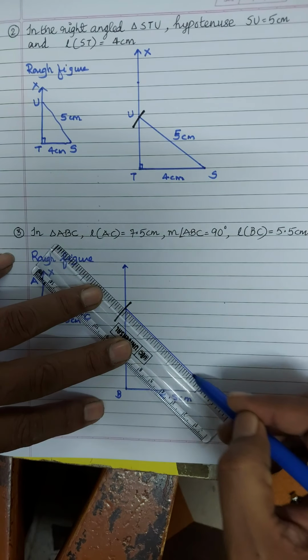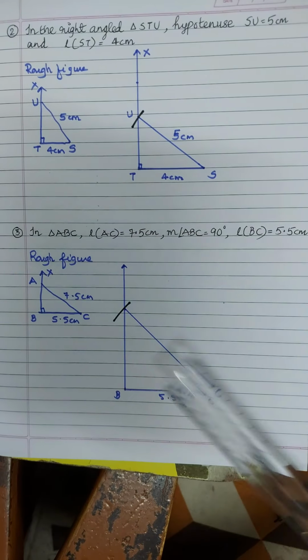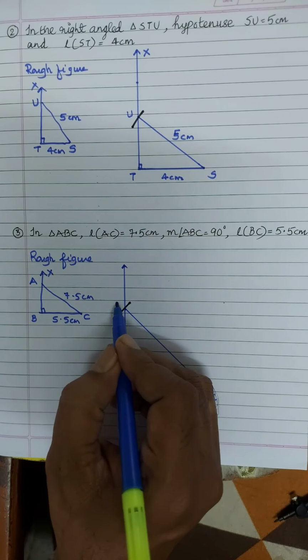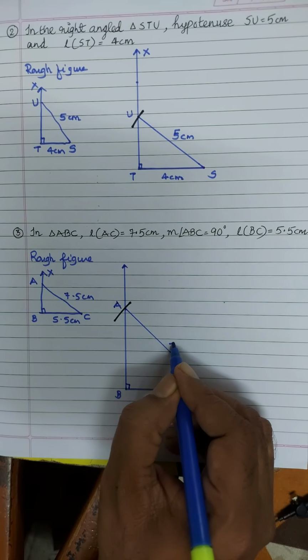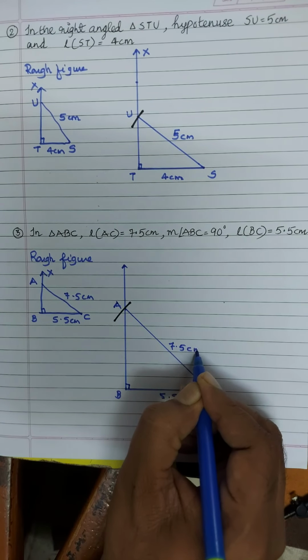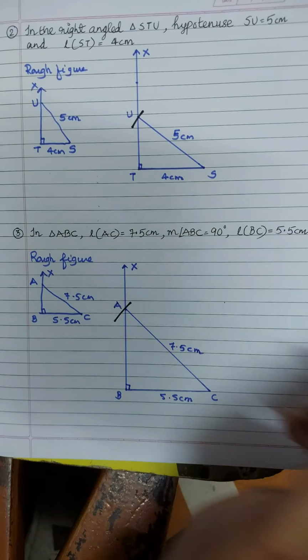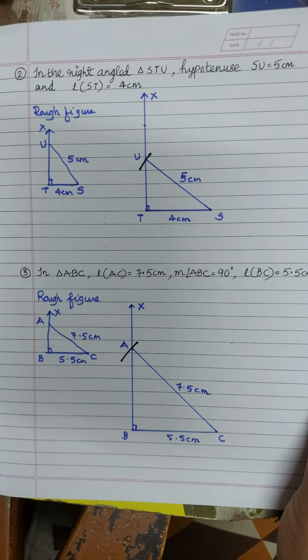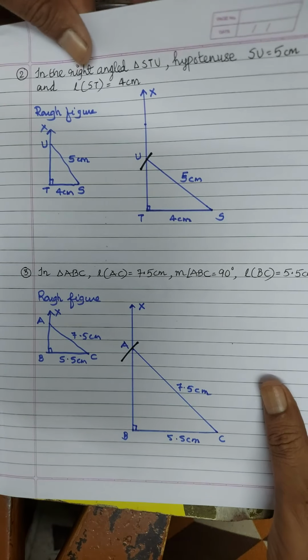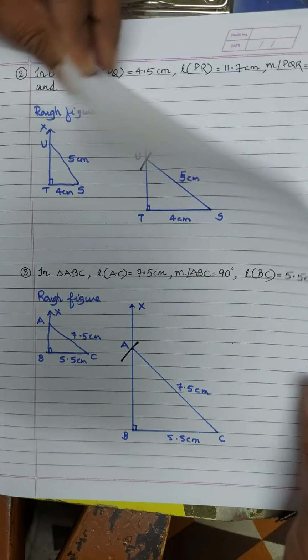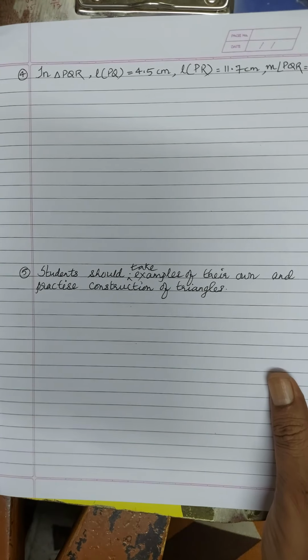So joining this line, we got the required triangle. This is nothing but your triangle ABC with a 90 degree angle, and this we have taken 7.5 centimeter, and this is as usual point X. See, simple, eh? Okay, so let's go ahead with the next question. Steps, you need to write down on your own. Okay, it's very simple. Now let's take the fourth question.